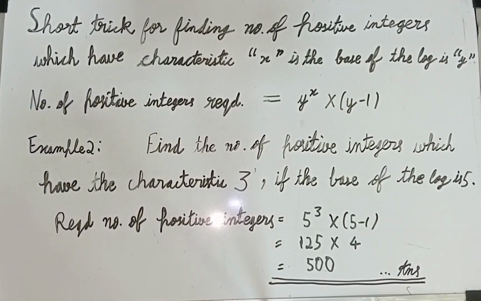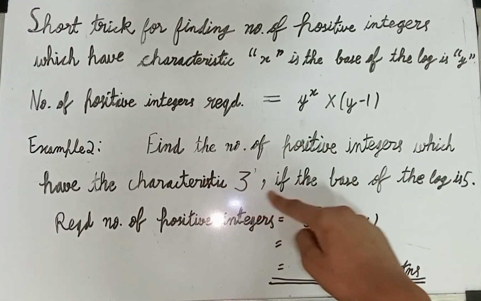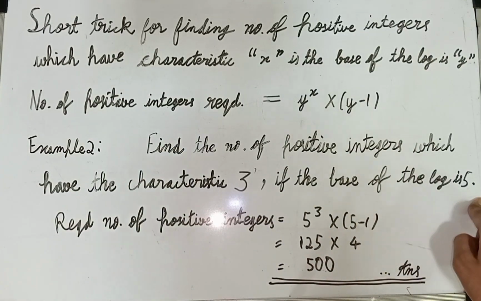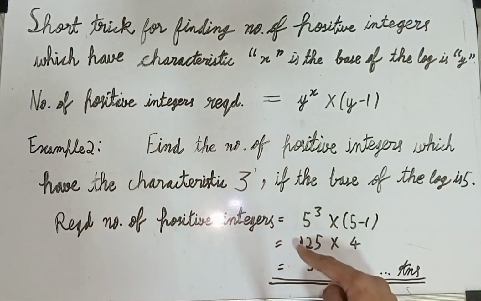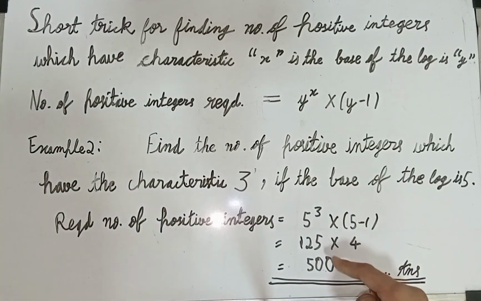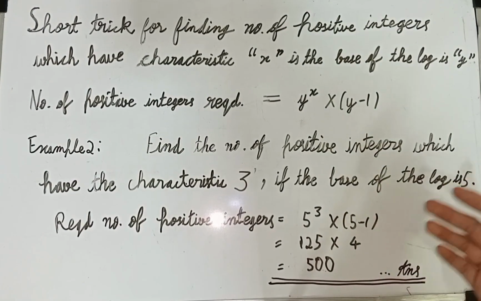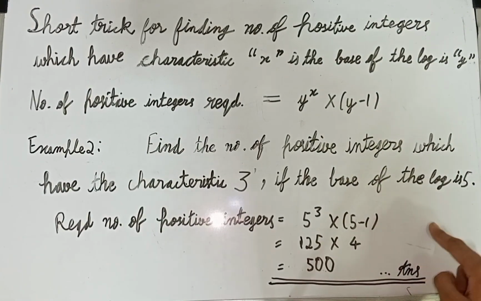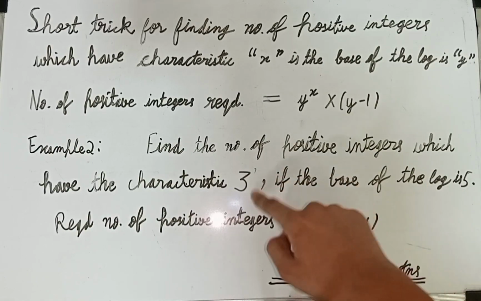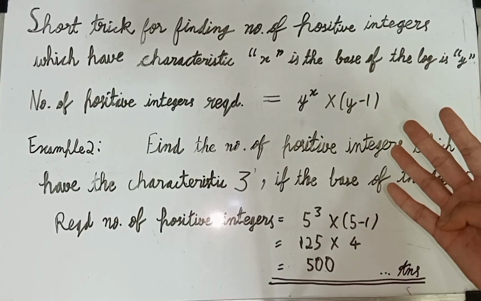Now we take a second example. Find the number of positive integers which have the characteristic 3 if the base of the log is 5. The required number of positive integers equals 5 cube into 5 minus 1, which is 125 into 4, which is 500. And this can again easily be proved as 624 is the last positive integer having the characteristic 3, because from 625 onwards we have the characteristic as 4.